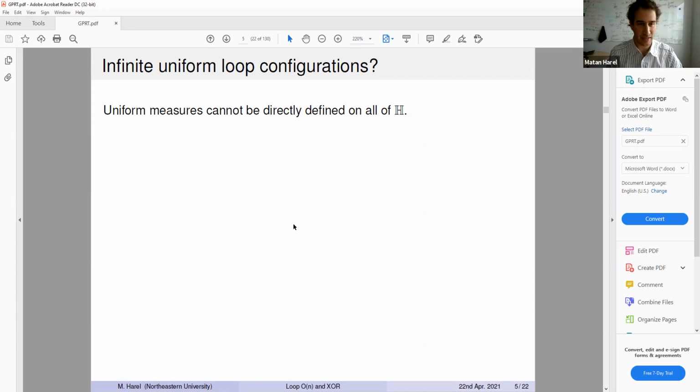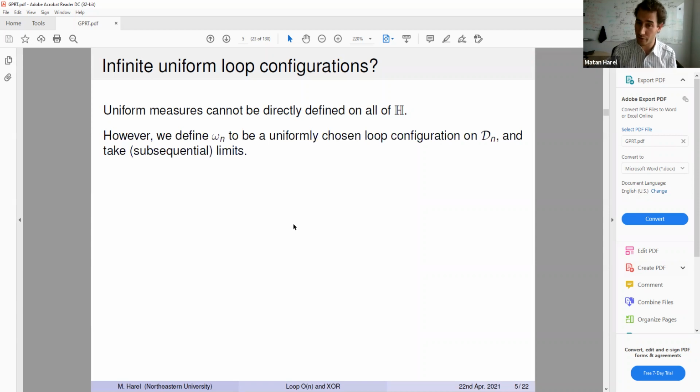The basic punchline is you can't take a uniform measure over an infinite set. That's not a well-defined probability measure, right? Each element has probability 0. So if I want to take a uniform loop configuration in an infinite graph, the way I have to do it is indirect. I take a finite graph, B_n, a finite domain. I sample a loop configuration on it, and then I take the limit as the boundary goes to infinity. And this process is called the thermodynamic limit.